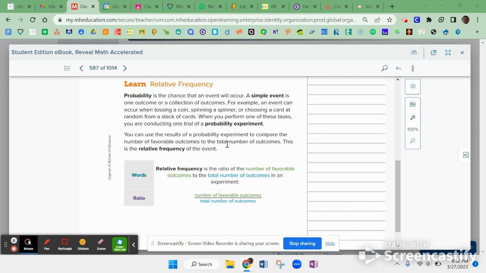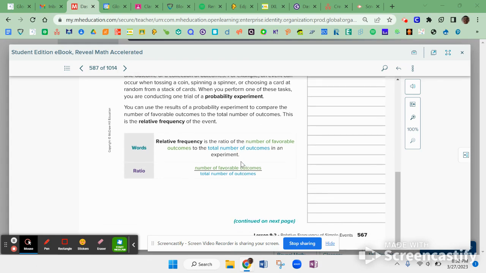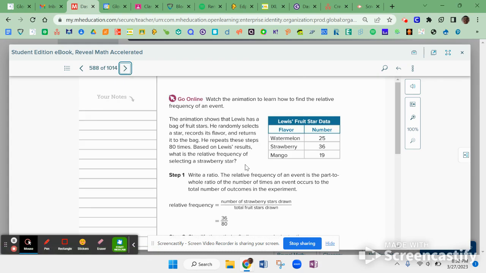Anyway, you can use the results of a probability experiment to compare the number of favorable outcomes to the number of total outcomes, and this is what we call the relative frequency. It's just a ratio, and these ratios we can write as fractions, decimals, or percents. So let's roll.